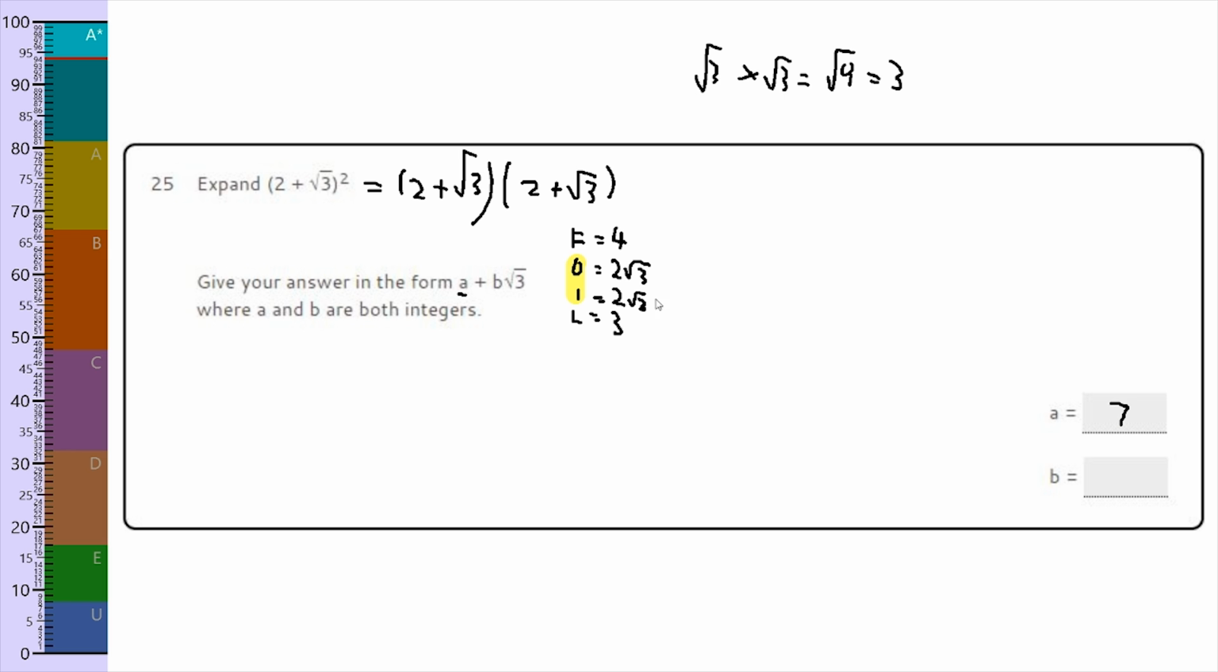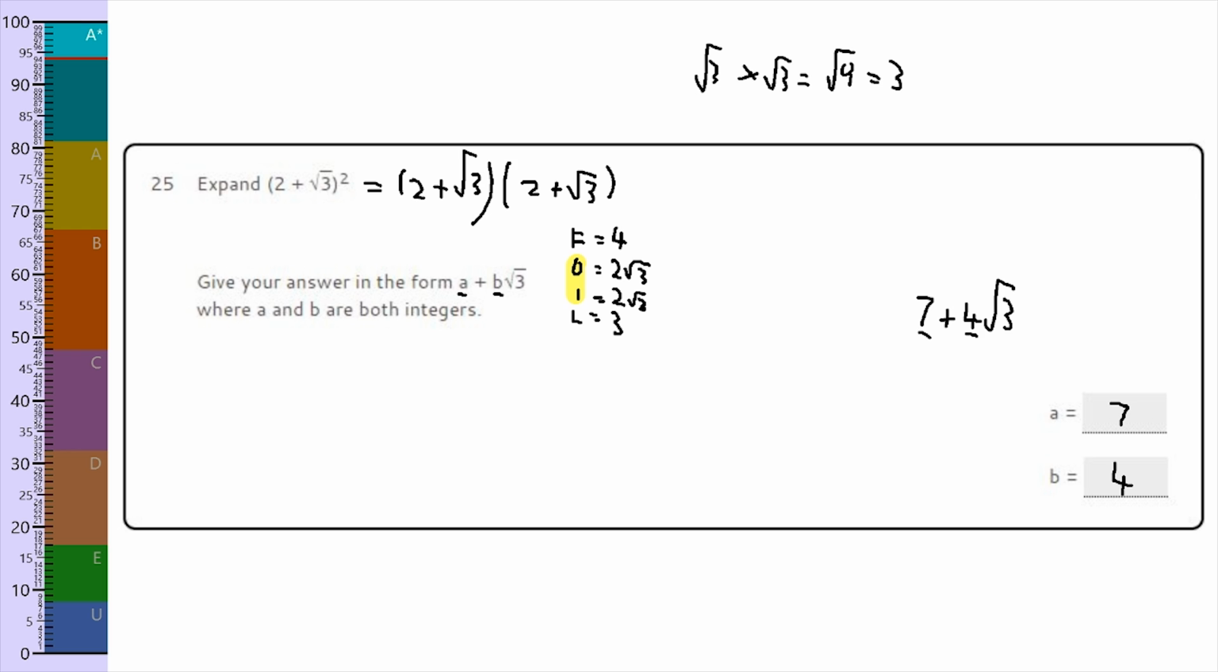So it's going to be 7 plus, and then 2 root 3 plus 2 root 3 is 4 root 3. So the answer will look like this: 7 plus 4 root 3. But it only asks for A and B. So A is the 7 and B is the 4.